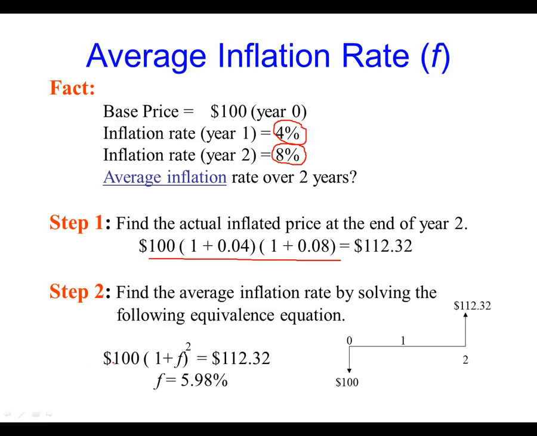Now to find the average inflation rate by solving the equivalence equation, if you remember, we used to have F equal to P, the present value, multiplied by 1 plus the interest squared. And the interest or the inflation here is the average rate that I'm looking for. So I'm trying to find the average for the 2 years for the inflation. So using the formula, with 2 years, we get 5.98%. So it's not 6% as we anticipated.